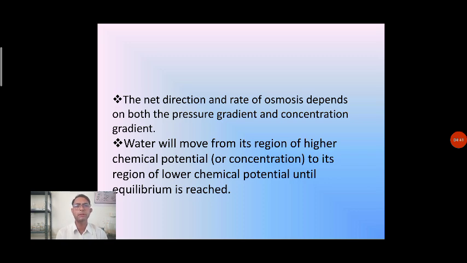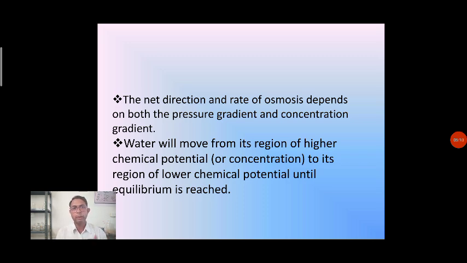The net direction and rate of osmosis depend on both the pressure gradient and the concentration gradient. That means pressure and concentration are the most important factors in water potential and osmosis. Water will move from a region of higher chemical potential to a region of lower chemical potential.